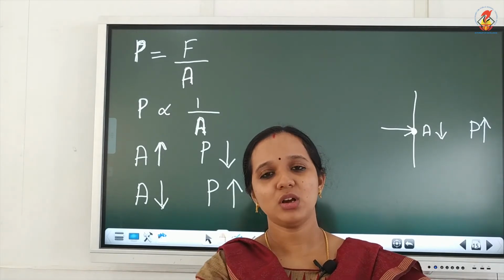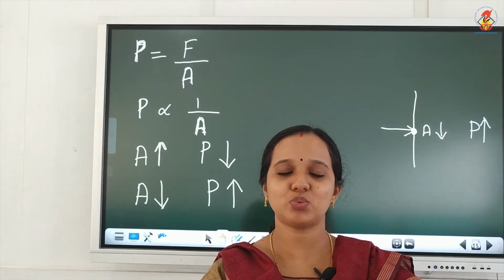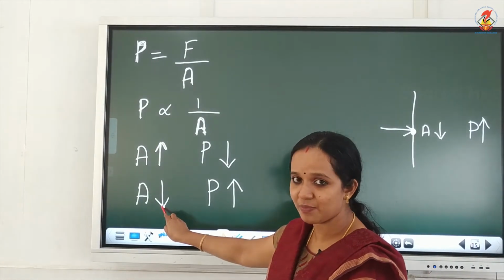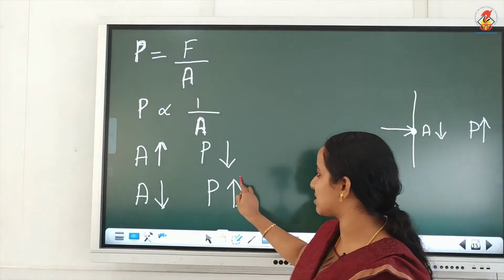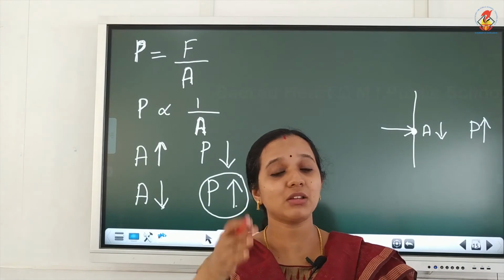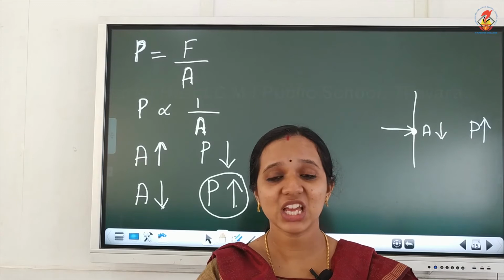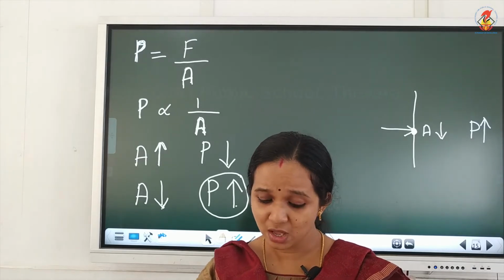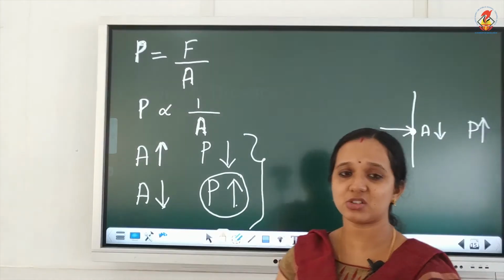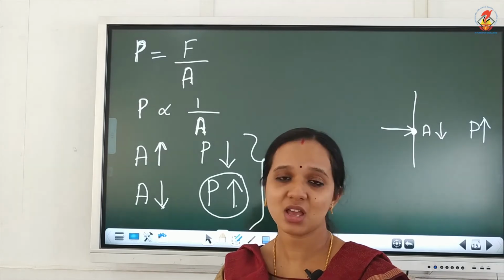Now, why do knives have sharp edges? Again, sharp edges will minimize area, which in turn maximizes the pressure. So, this increased pressure helps us to chop vegetables very easily. Okay. So, you can expect many application questions based on these points, as the inverse proportion of pressure and area.